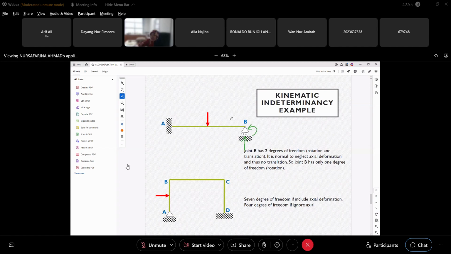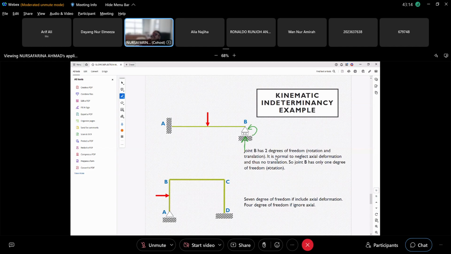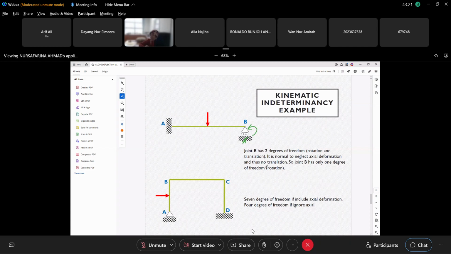Okay, translation ni dia ada X and Y tau. Right, it's normal to neglect axial deformation and thus no translation. So joint B has only 1 degree of freedom, which is rotation. So that means we eliminate this part. Okay, so dia ada satu saja. Now in the detail kita akan belajar masa stiffness method.